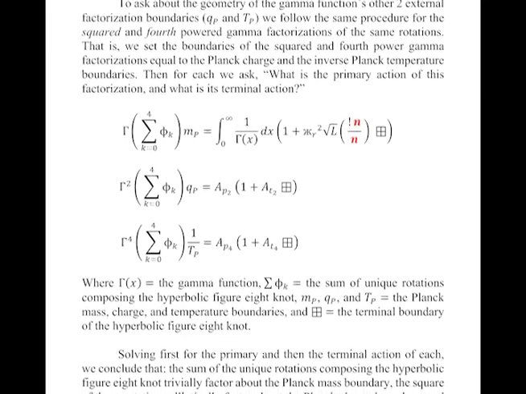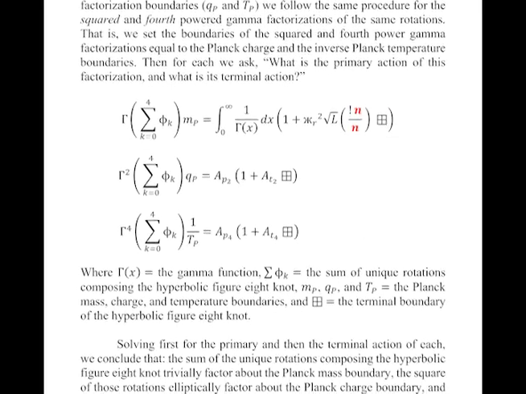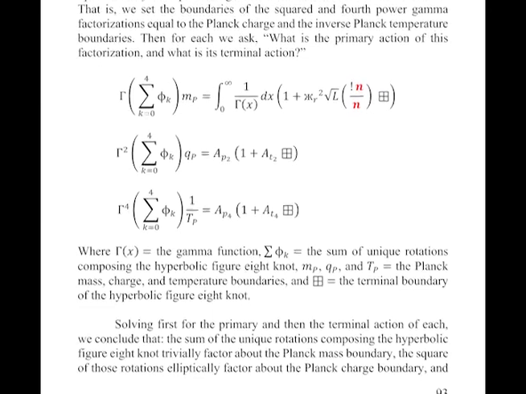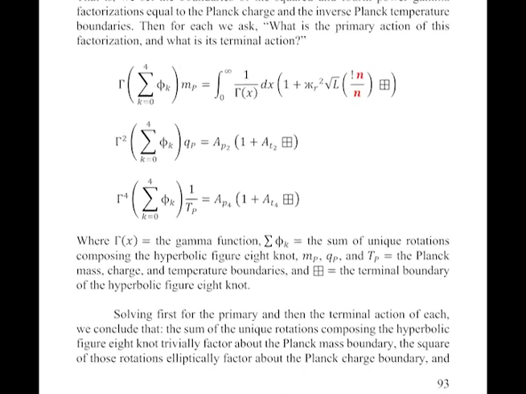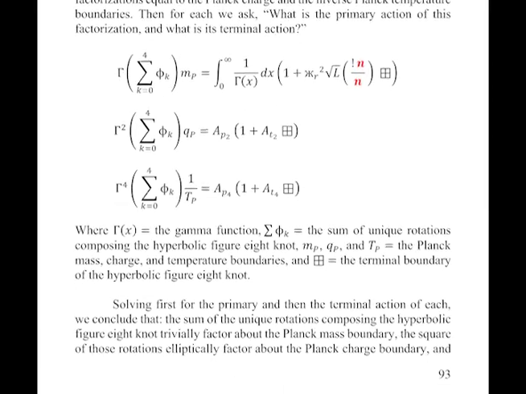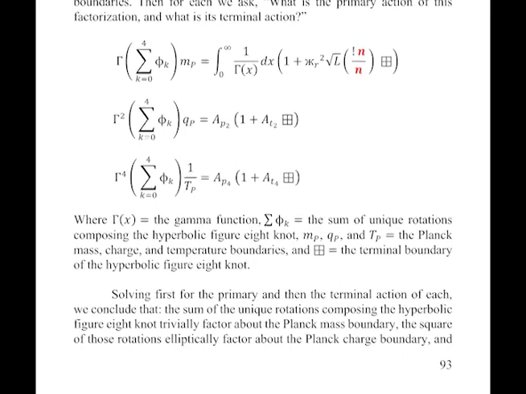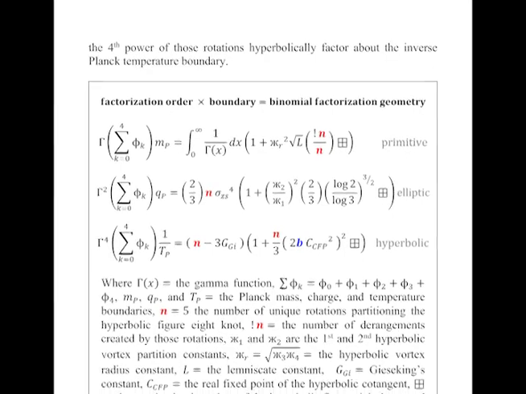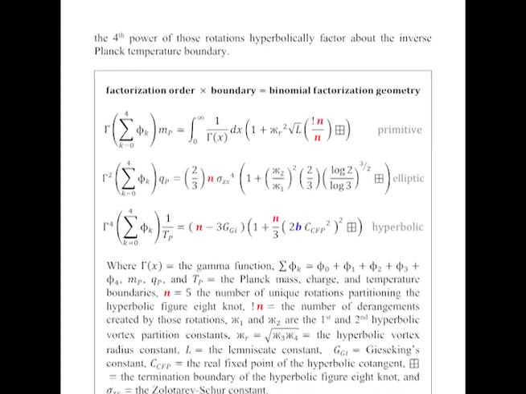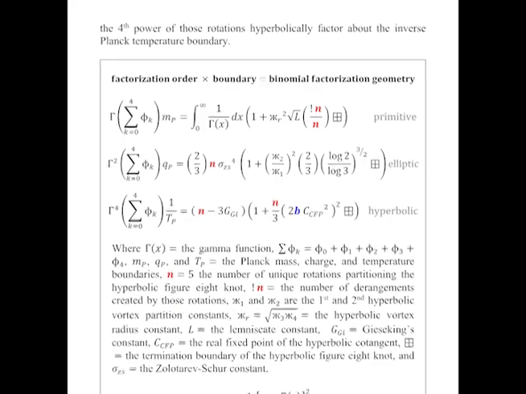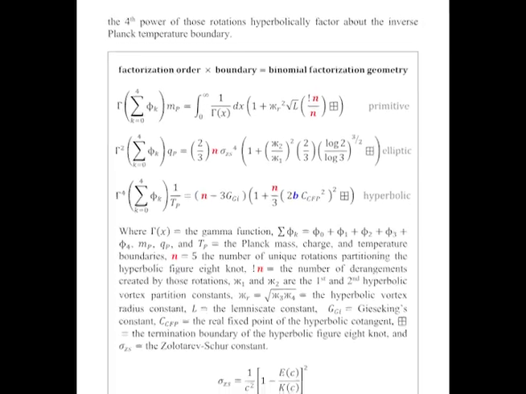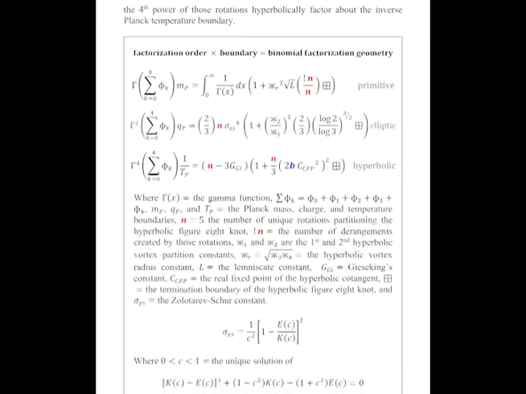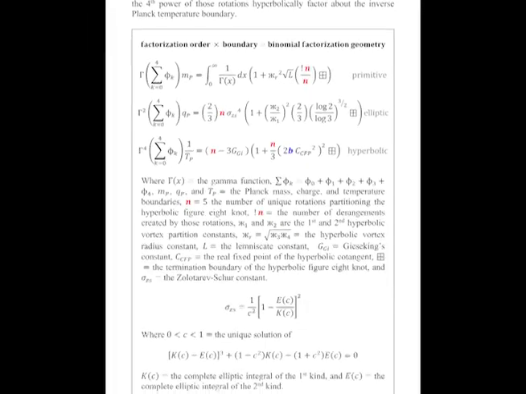Solving first for the primary, of course, and then the terminal action of each, we conclude that the sum of the unique rotations composing the hyperbolic figure 8 knot trivially factor about the Planck mass boundary. The square of those rotations elliptically factor about the Planck charge boundary, and the fourth power of those rotations hyperbolically factor about the inverse Planck temperature boundary. What a beautiful set of geometric factorizations that are collectively closing.